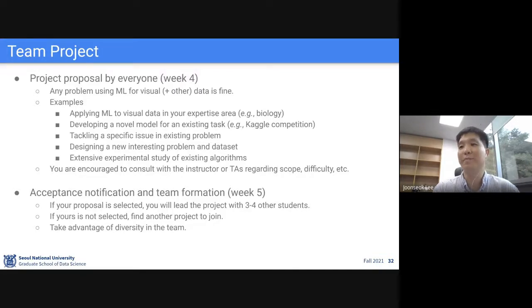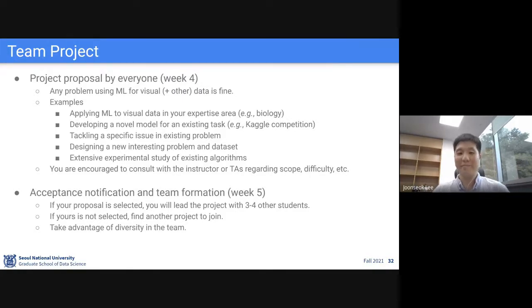to write this proposal. And after you propose, then myself and the TAs will grade them in a week. And I will choose about 20% of the proposals. So we have like 90 students, so it will be about 15 to 20 projects selected. And those selected proposers will be the leader of the projects. So if your project is selected, you are going to lead the project with 3 or 4 other students. So to answer the previous question, Changyo, the team will be composed of 4 or 5 students.